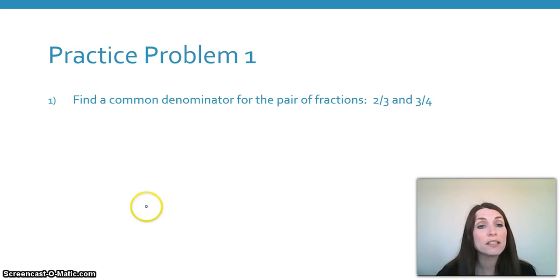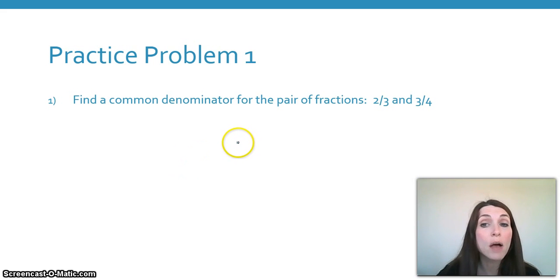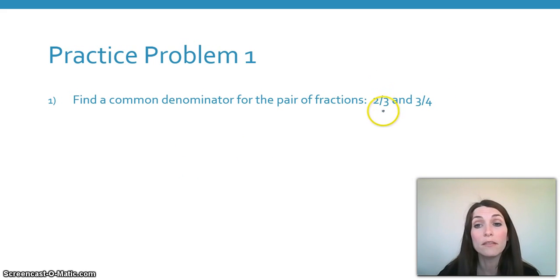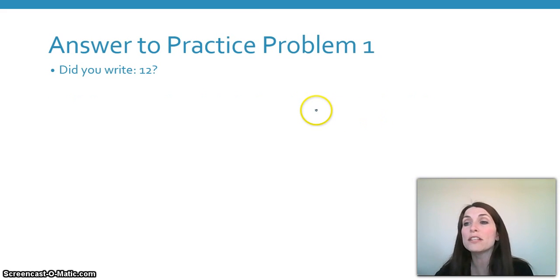So let's take a look at practice problem number 1. Find the common denominator for the pair of fractions 2/3 and 3/4. Really remember that we're just finding the least common multiple of 3 and of 4, just like we did in lesson 9-5. You can do this by listing the multiples or by using the make a cake strategy. Please choose the one you'd like to use, pause, work the problem, and press play when you're ready to check your answer. Did you write 12?